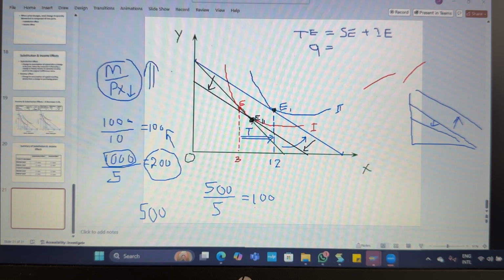At E2, this is your consumption, 8. You mark this as well, the shifted budget line and the quantity. You mark point E2, and after the shift in the budget line, then mark the quantity as well.